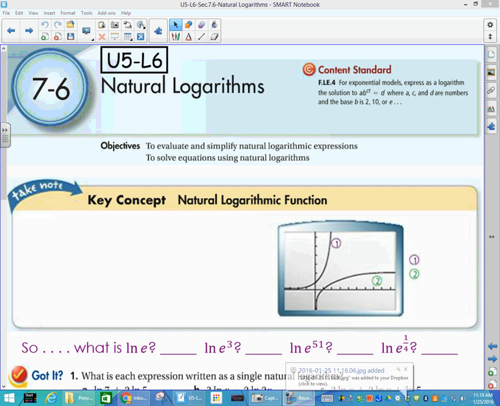Okay, today's lesson covers natural logarithms. It's Unit 5, Lesson 6, how we are working through the course this year. It's Section 7.6 out of your textbook. So, it's not really anything new. It's adding to what we have already learned.